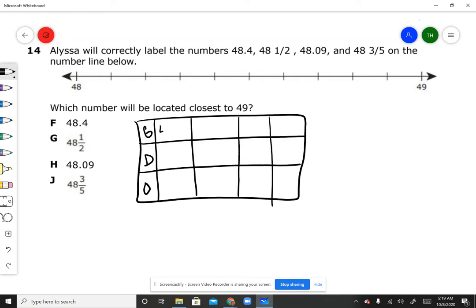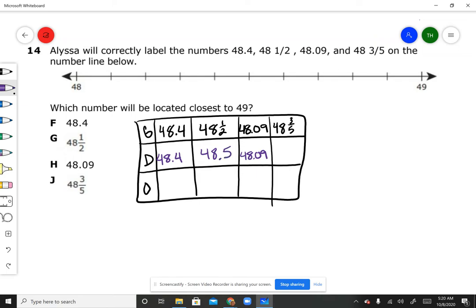So my given numbers are 48 and 4/10, 48 and 1/2, 48.09 or 48 and 9/100, and 48 and 3/5. So I'm going to go ahead and move the ones that are already decimals down. 48.4, 48.09. My first fraction I need to convert is 48 and 1/2. That's one of our benchmark fractions, so I know that as a decimal is 48.5.